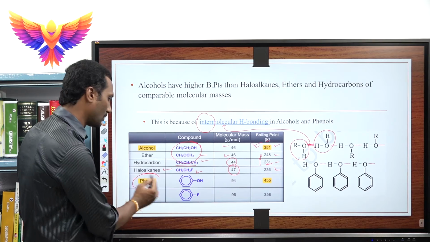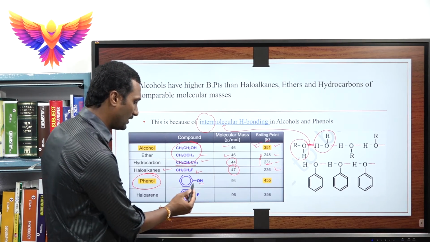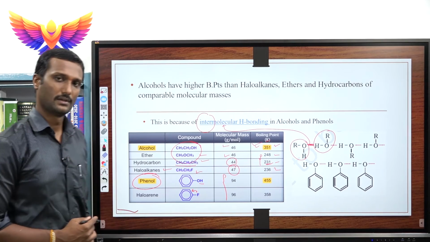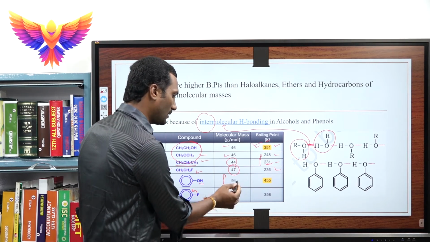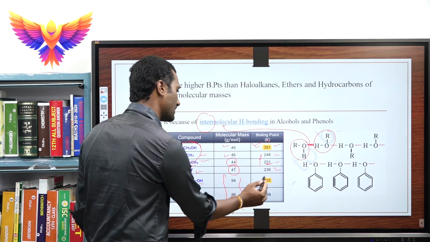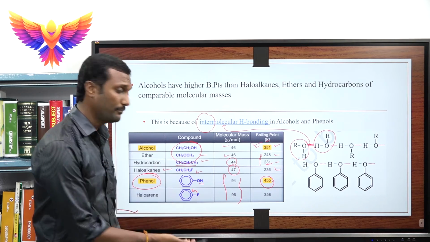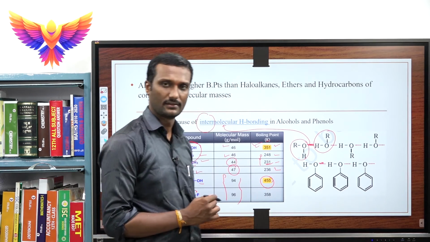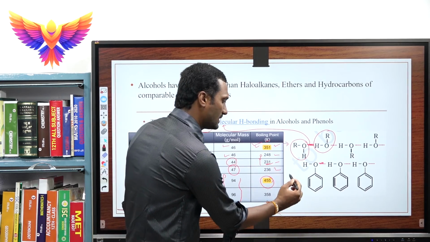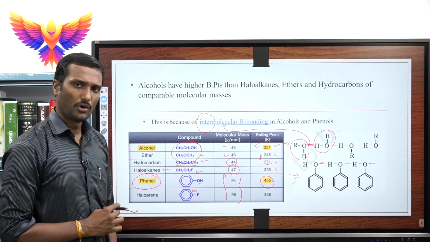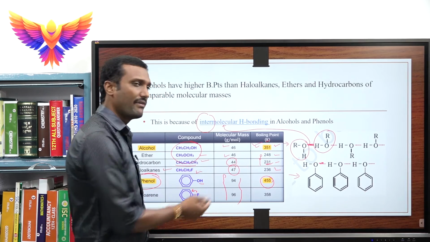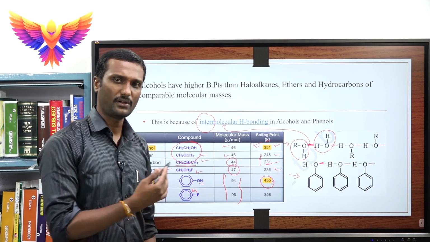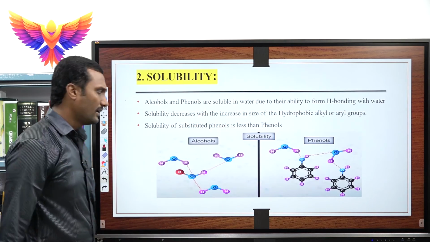Now again I am taking the phenol group. The phenol group has sp2 hybridization. Compare the comparable molecular masses of phenol and fluorobenzene. Fluorobenzene and phenol both have comparable molecular mass, but phenol has a much higher boiling point than fluorobenzene because of the formation of intermolecular hydrogen bonding. You can observe this is one alcohol, this is one phenol. There is no need to remember the values, but you should understand the concept by comparing with hydrocarbons or haloalkanes, etc.